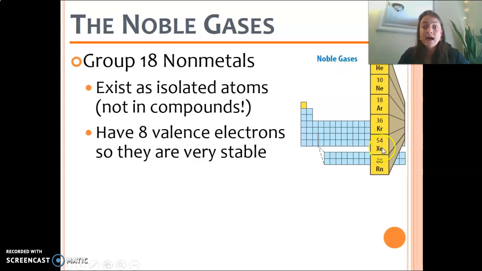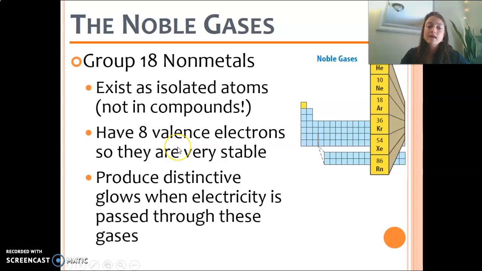And these noble gases have all 8 of those valence electrons filled, so they don't like to do any exchange. They're very happy having that outer shell filled. They don't want to take anybody's electrons, and they don't want to give up any electrons. So these are really stable gases. And they produce really distinctive glows when you pass electricity through them.